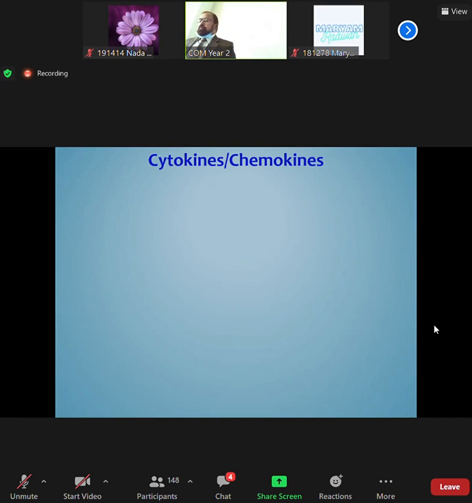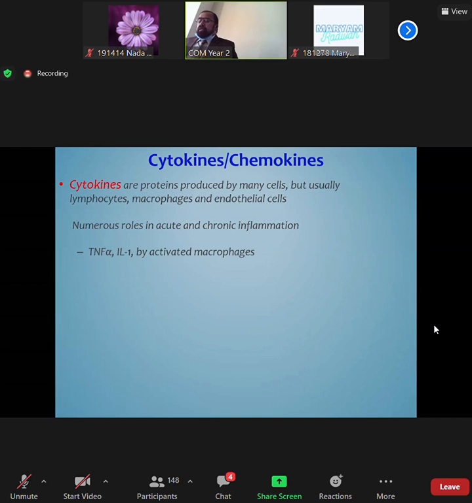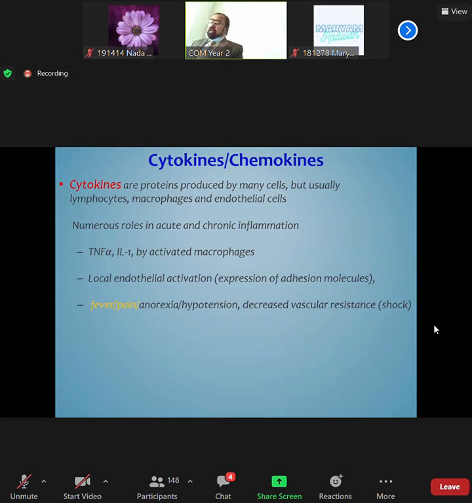Cytokines and chemokines. Cytokines are proteins produced by many cells, but usually lymphocytes, macrophages, and endothelial cells. They have numerous roles in acute and chronic inflammation. Tumor necrosis factor alpha and interleukin 1 are activated by the activated macrophages. If you remember my slide in the last lecture, this antigen presenting cell, which is the macrophage, when it engulfs the bacteria, just after this it secretes tumor necrosis factor and interleukin. So macrophages are a very important source.